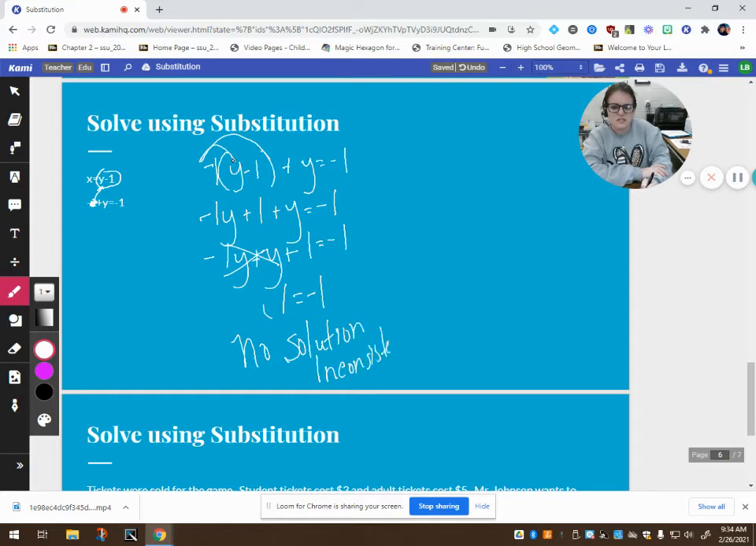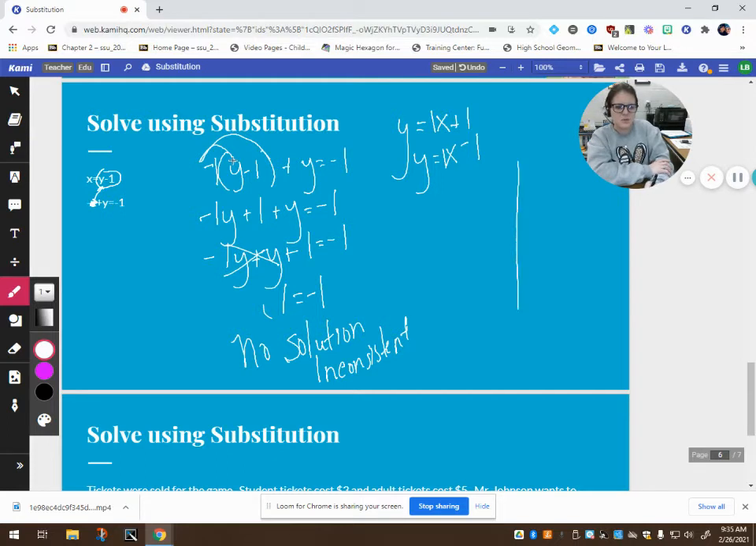So since this is inconsistent, what does that tell me about the graphs? If you think about it, we know that if we were to write these both in slope-intercept form, we would have y equals x plus 1, right? I just moved the 1 over. And on this one, if I move the x over, I would have y equals x minus 1. So they have the same slope. There's an understood 1 in front of here, but different y-intercepts.